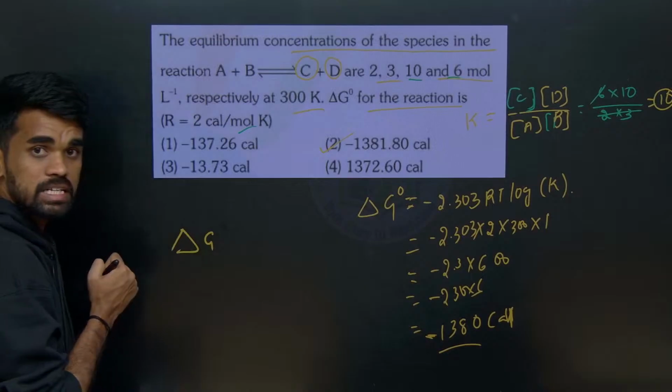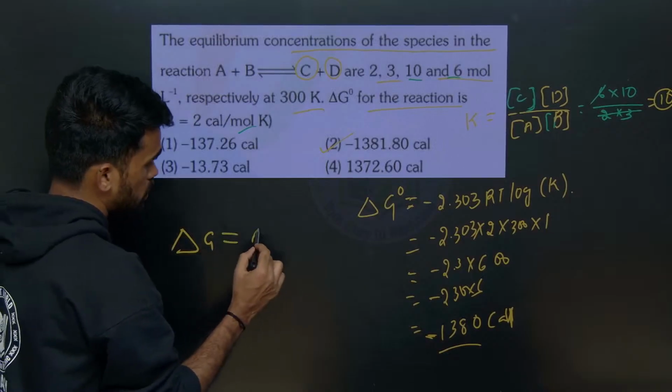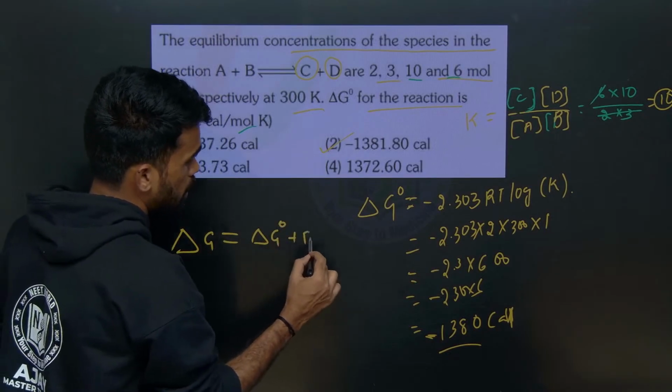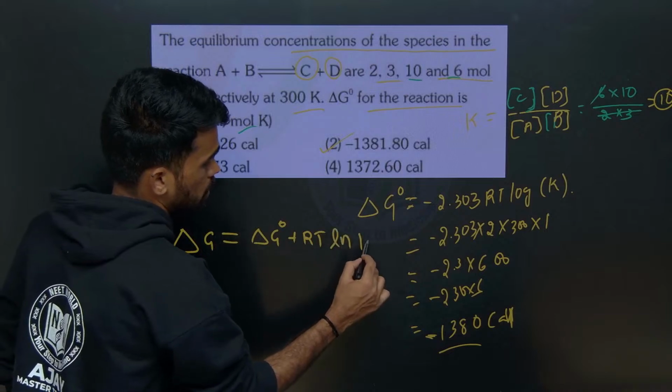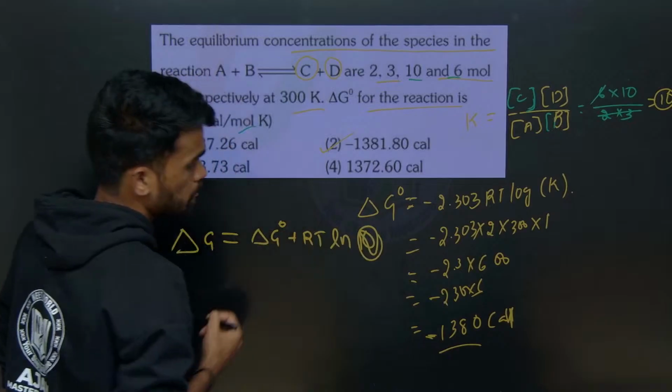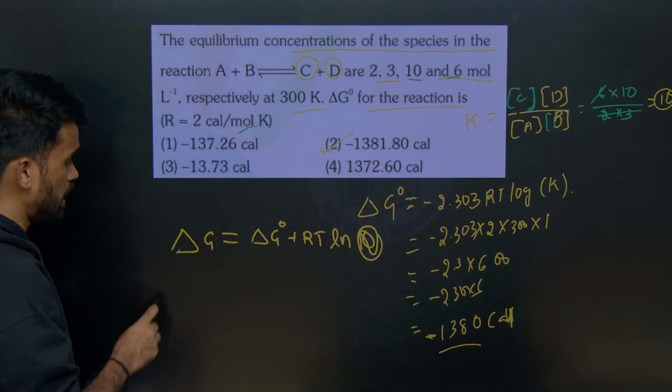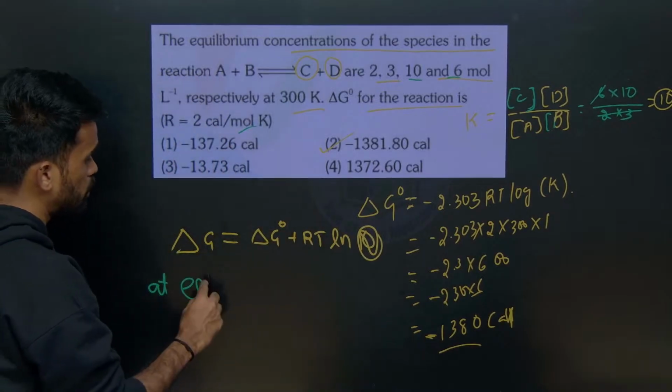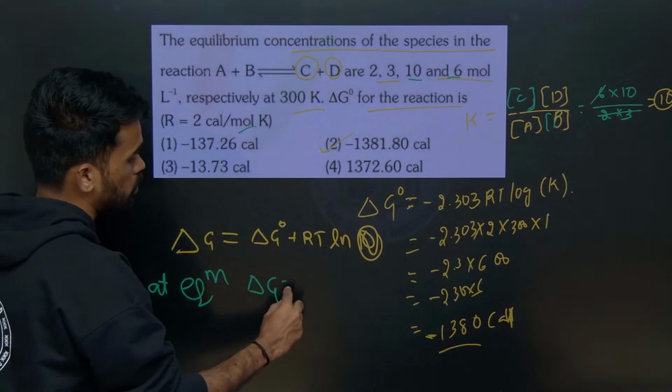What is the relation for delta G? Delta G equals delta G naught plus RT ln Q. Okay, Q means reaction quotient. At equilibrium this delta G will be equal to 0.